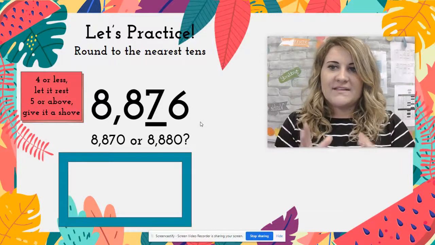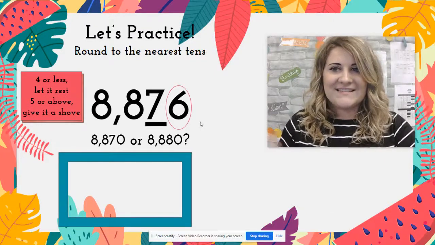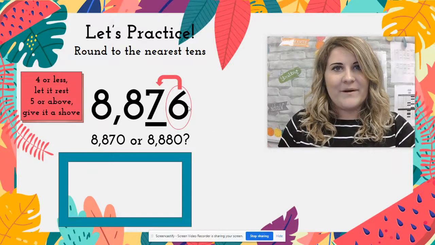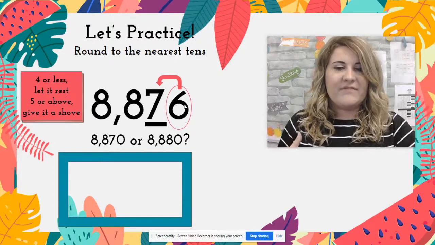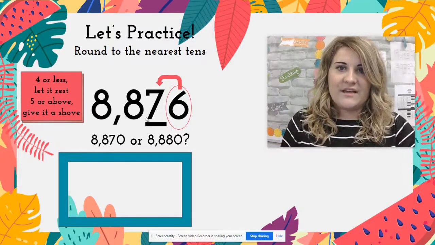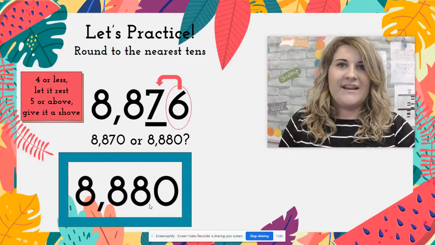So first, we're going to underline the tens place, which is a 7. We're going to spotlight the 6, and then the 6 is going to tell the 7 what to do. Is this 4 or less or 5 or above? Think about that. Where does 6 fall? Is it less than 4 or is it above 5? 6 is above 5. 5 or above, so we're going to give the 7 a shove up to what comes after 7, 8. The 6 is going to become a 0, 8,880.